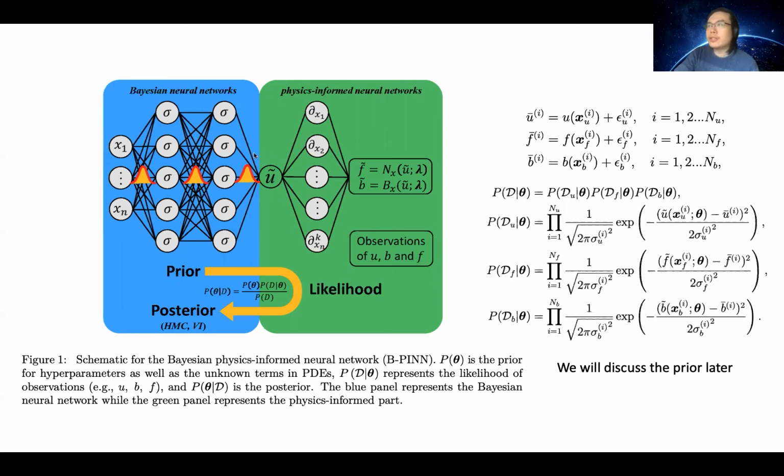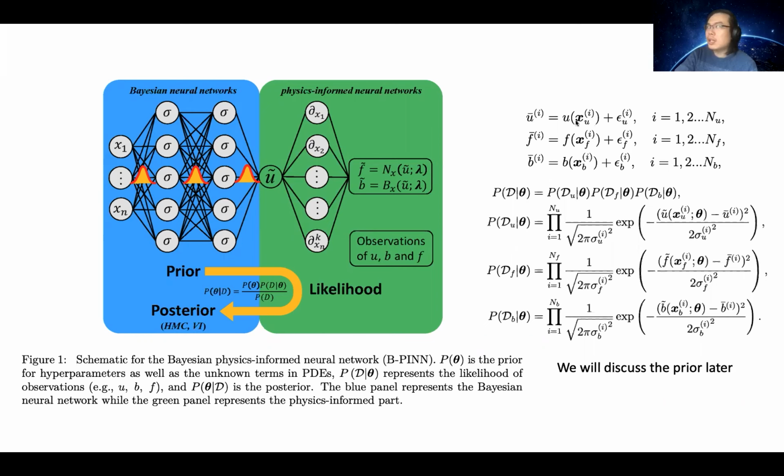Here it is. For example, we still use a neural network to represent U. I will use U tilde to denote the output of the neural network, and then we can get F and a boundary condition. Sometimes the boundary condition is not directly a boundary, for example a Neumann boundary condition. Lambda is the parameter in the PDE, and you have the observations of U, B, and F. I will use U bar, F bar, B bar to denote the observations.